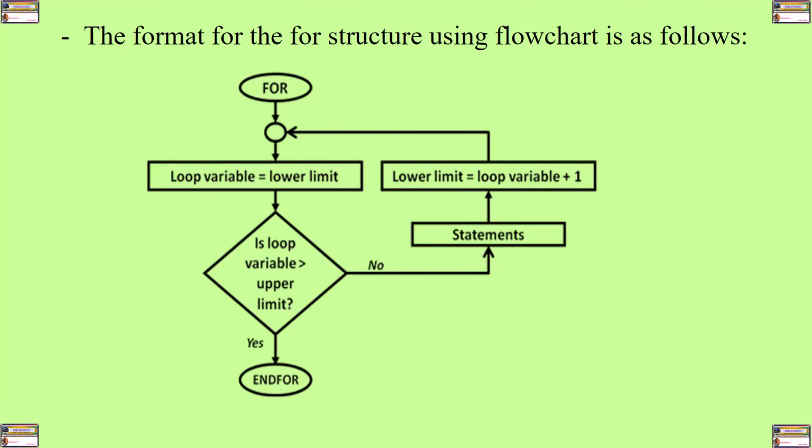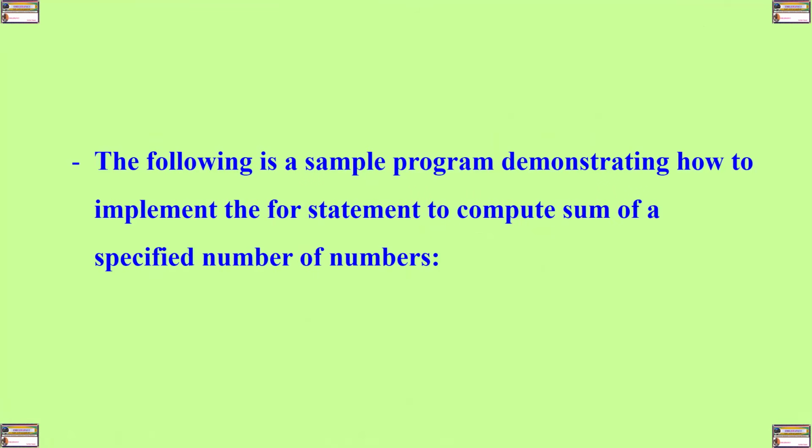Then check if the value in the loop variable is greater than the value in the upper limit. If that is not true, you execute the statements in the body, increment the loop variable by 1, and assign the result to the memory location called lower limit. Then assign the value in the lower limit to the loop variable. Check if the loop variable is greater than the upper limit. If that is true, you exit the for loop.